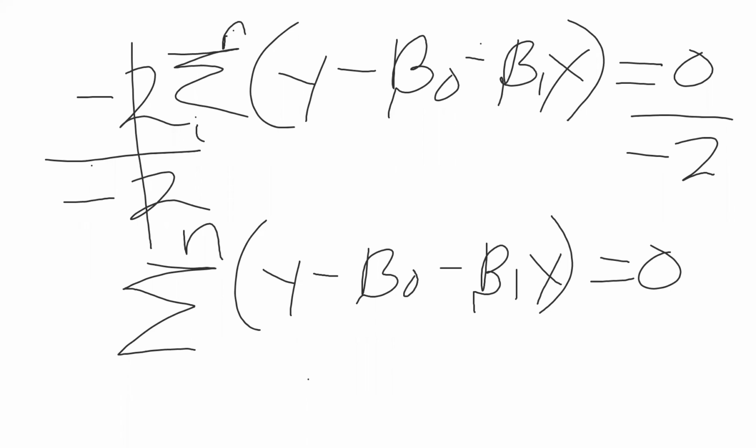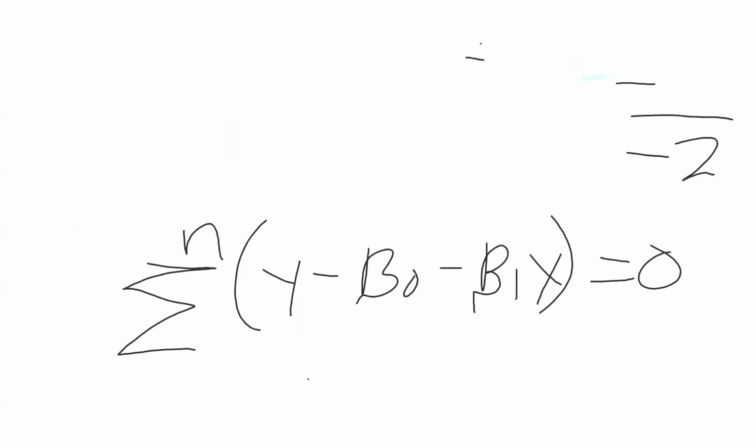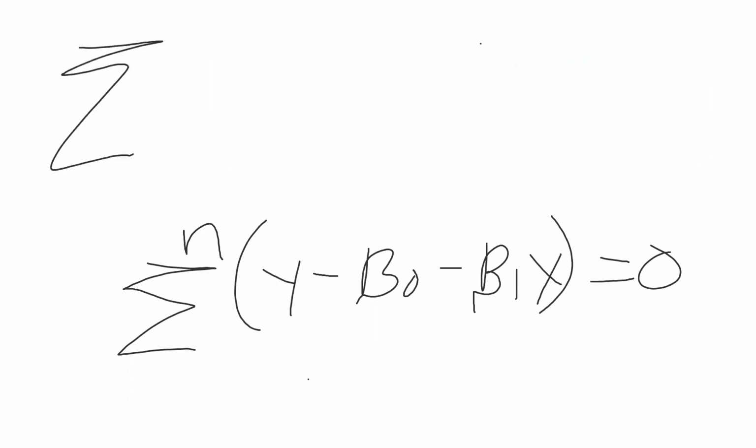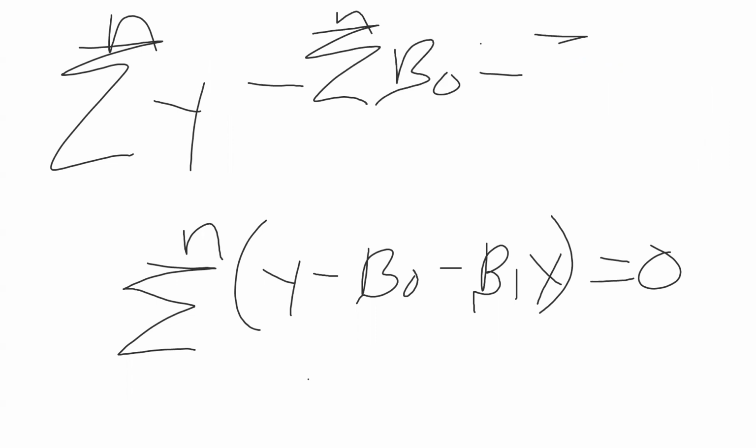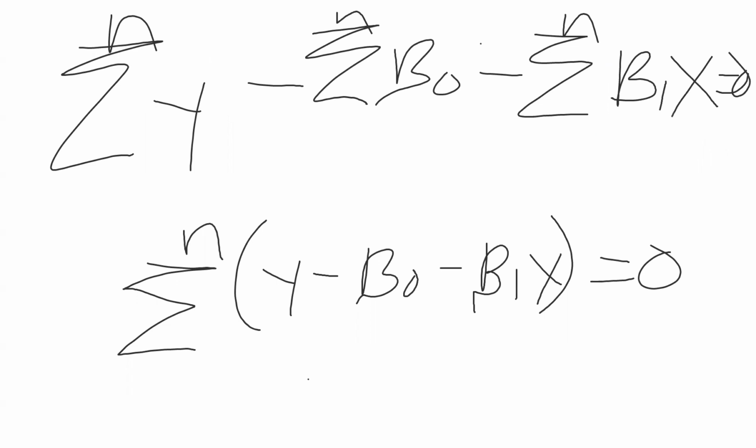So from here now, what do you do next? You distribute this summation symbol. We are distributing the summation symbol throughout. So we have the summation of n y minus the summation of n beta naught minus the summation of n beta 1 x, all that equal to 0. Is that clear? We just distributed.